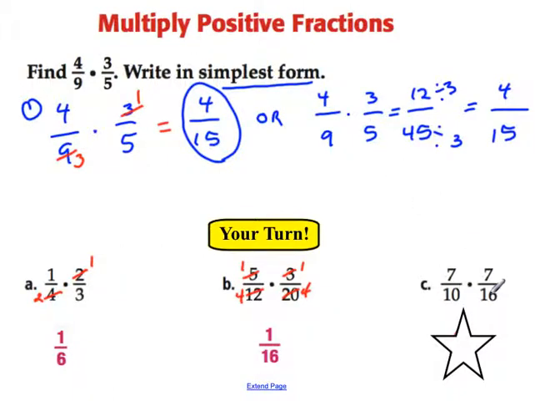And the last one. This one we don't have anything to reduce. You can't reduce across numerators, so we have to go ahead and just multiply that one across. So we know it will already be in reduced form. So we get 49 over 160. Nothing you can reduce on that one.